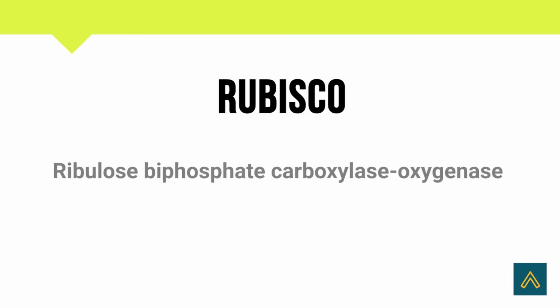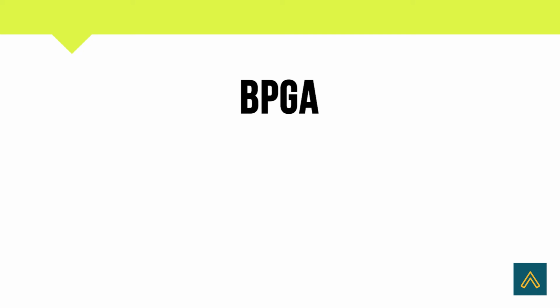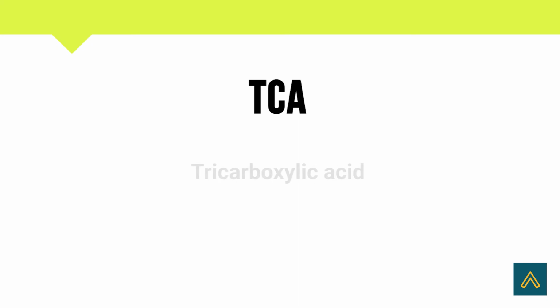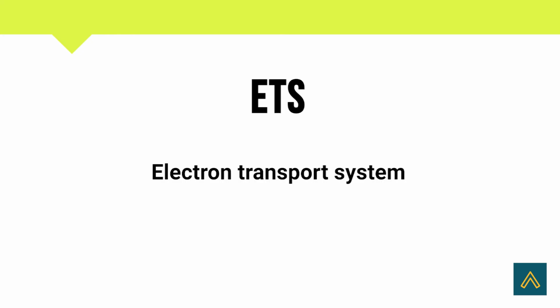Rubisco. The full form of Rubisco is ribulose bisphosphate carboxylase oxygenase. PGAL. The full form of PGAL is phosphoglyceraldehyde. BPGA. The full form of BPGA is bisphosphoglycerate. TCA. The full form of TCA is tricarboxylic acid. CoA. The full form of CoA is coenzyme A. ETS. The full form of ETS is electron transport system.